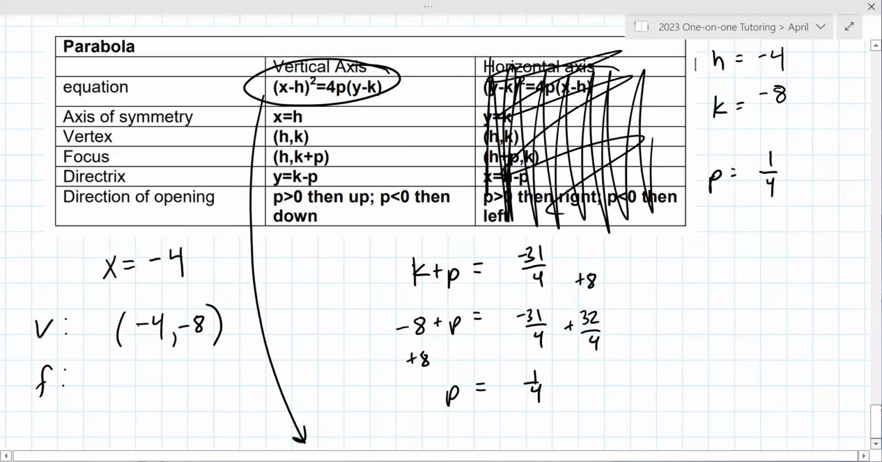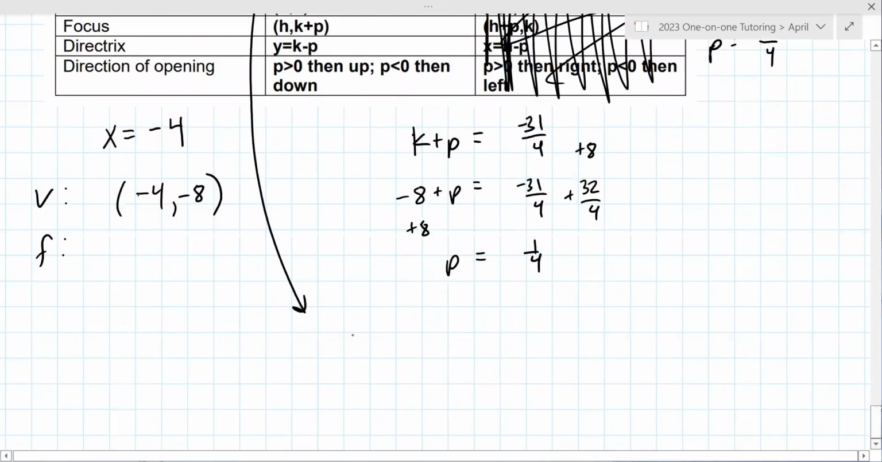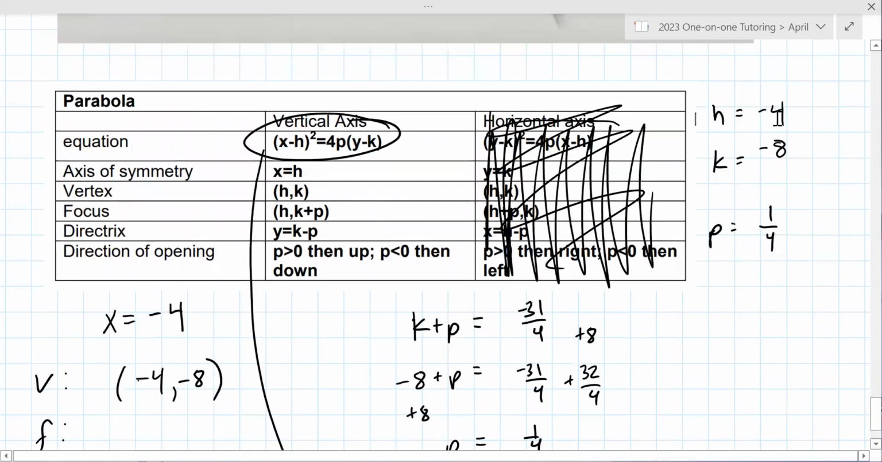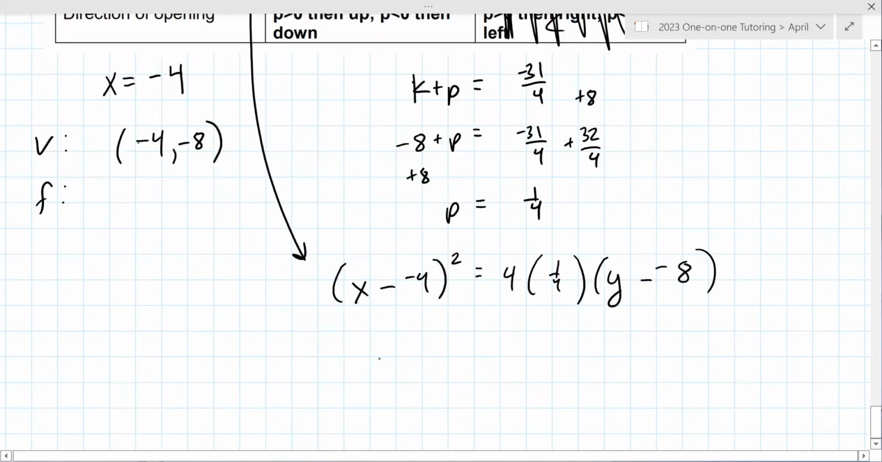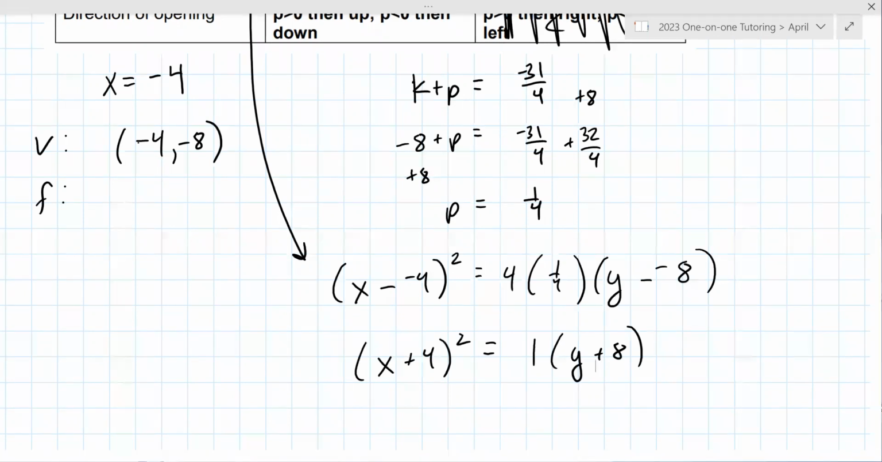So that would be x minus a minus 4, because your H value is minus 4, squared equals 4 times 1/4. That's P, y minus a minus 8, like that. So that's x plus 4 squared equals 1 times y plus 8, like that. Does that make sense? Yeah. Okay. All right, so sorry, didn't mean to go in the wrong direction on that.